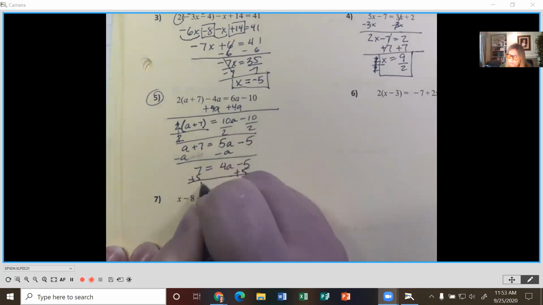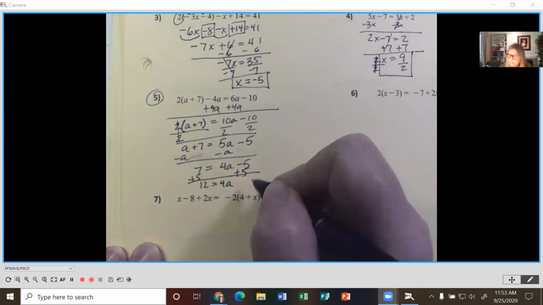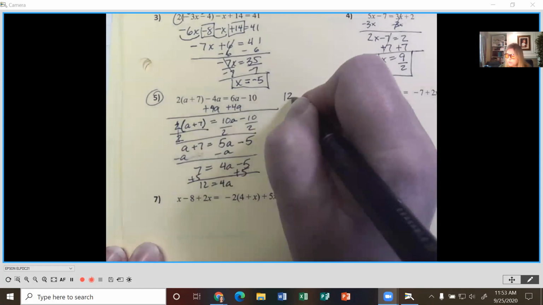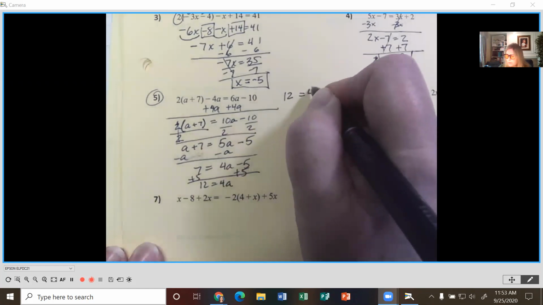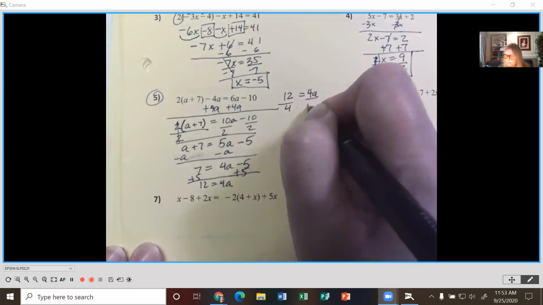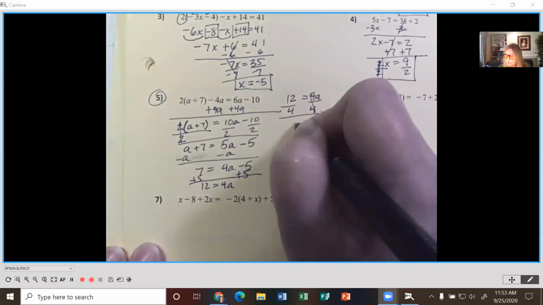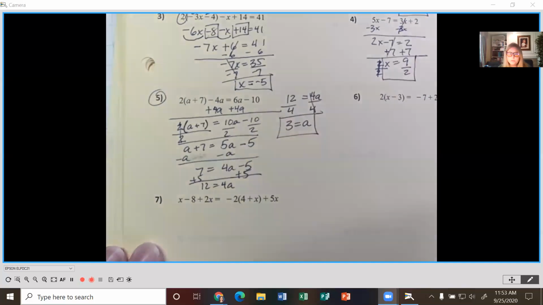This gives me 12 equals 4A, and I'm out of space. I'm going to jot that down up here. 12 equals 4A. Divide each side by 4, and we get A equals 3.